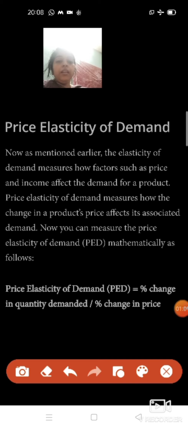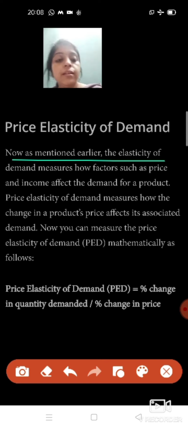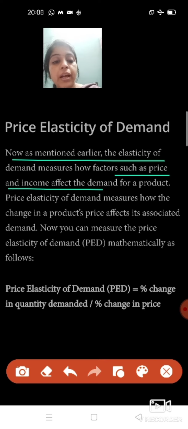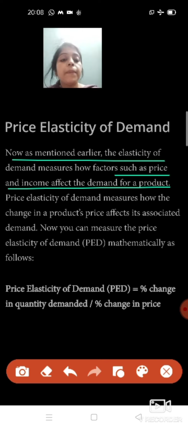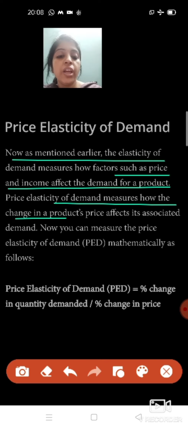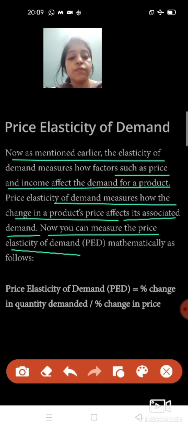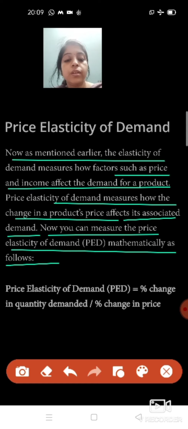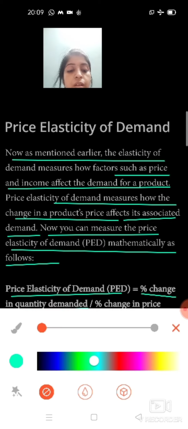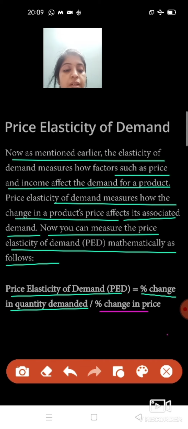Now, as mentioned earlier, the elasticity of demand measures how factors such as price and income affect the demand for a product. Price elasticity of demand measures how the change in a product's price affects its associated demand. You can measure the price elasticity of demand mathematically as follows. Price elasticity of demand is equal to the percentage change in quantity demanded divided by the percentage change in price. This is the formula of price elasticity of demand.